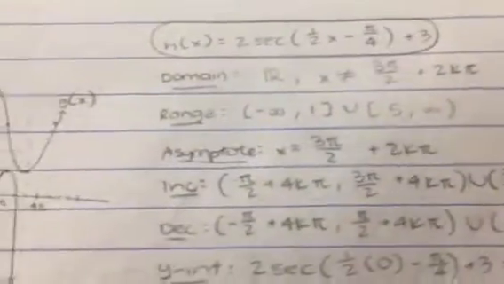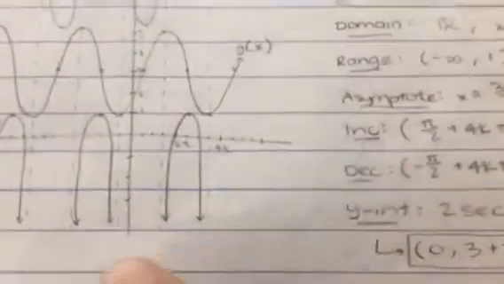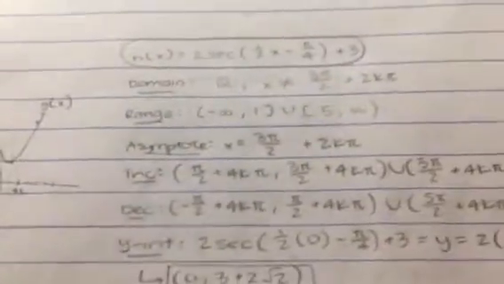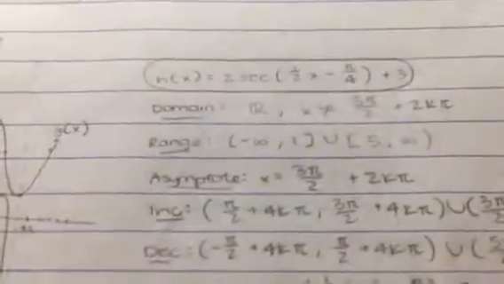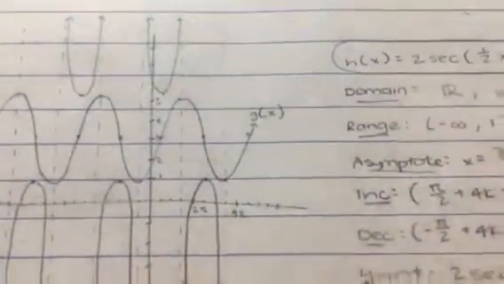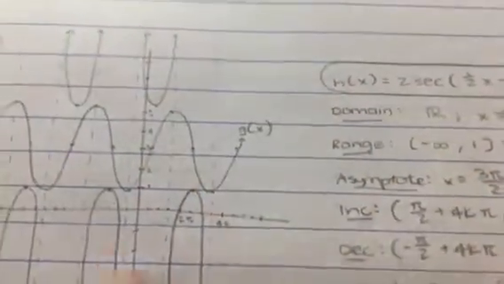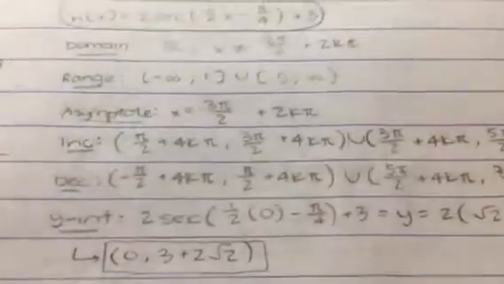And the range is negative infinity to 1, and 5 to positive infinity, because it's going from negative infinity to 1, and then 5 to positive infinity. And the asymptote, as I said before, x is equal to 3 pi over 2 plus 2k pi, because I just used this asymptote first, and then I added 2k pi, just to show all the other infinite asymptotes.